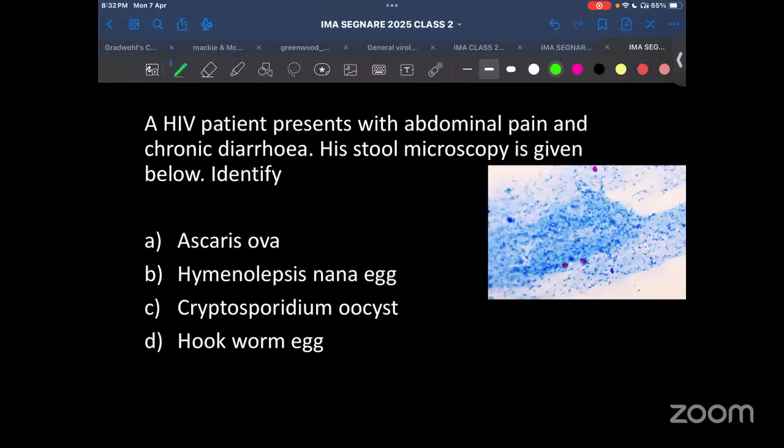An HIV patient presents with abdominal pain and chronic diarrhea. His stool microscopy is given below. Now, what is this organism? What is this stool microscopy given here? See, blue background, see pink or red organism in the blue background.